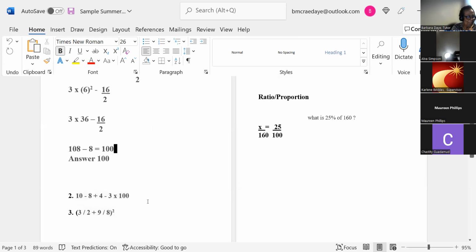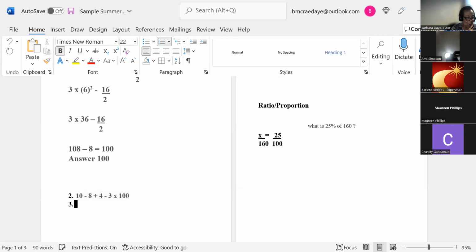Okay, now number 2. Do number 2. Now notice number 2 does not have any parentheses, does not have any exponents. It has multiplication, addition, and subtraction. So do number 2, tell me your answer. Okay, we do the subtraction first. No, you do not do subtraction first. You do multiplication first, Maureen.